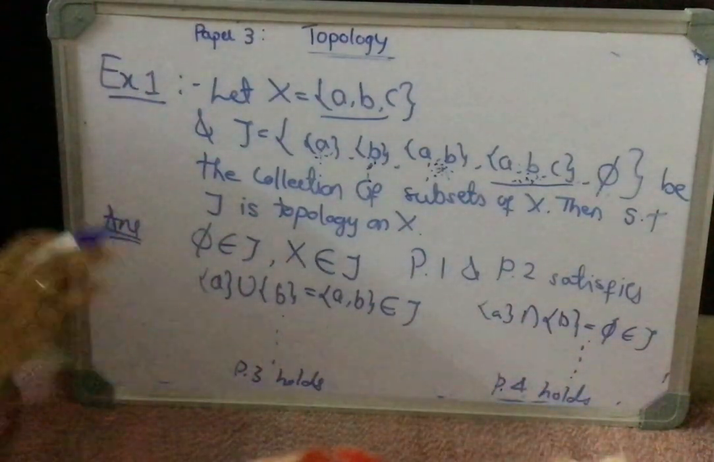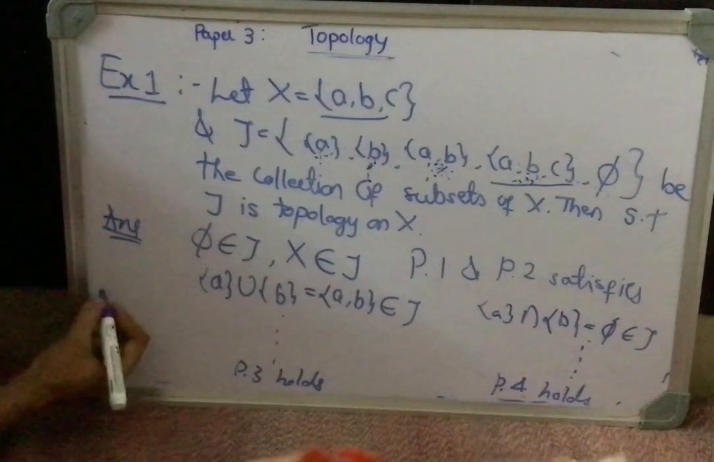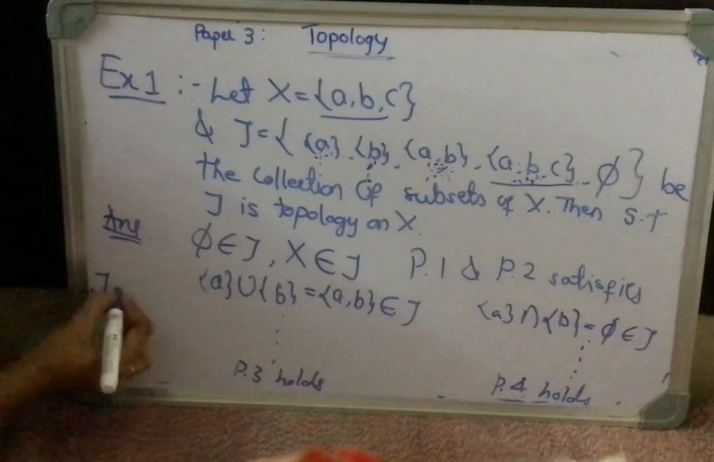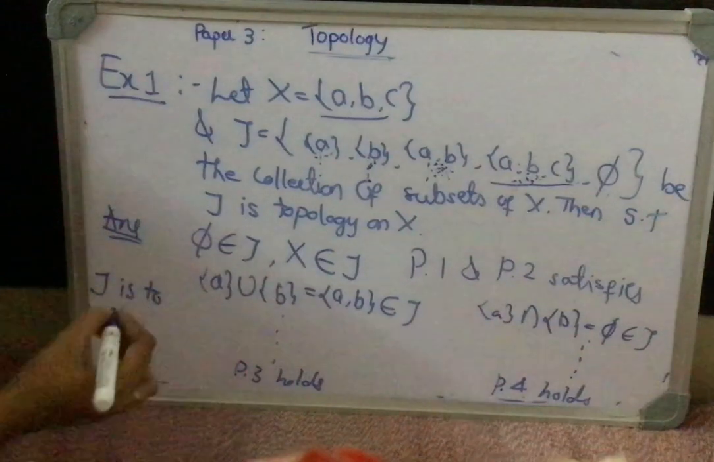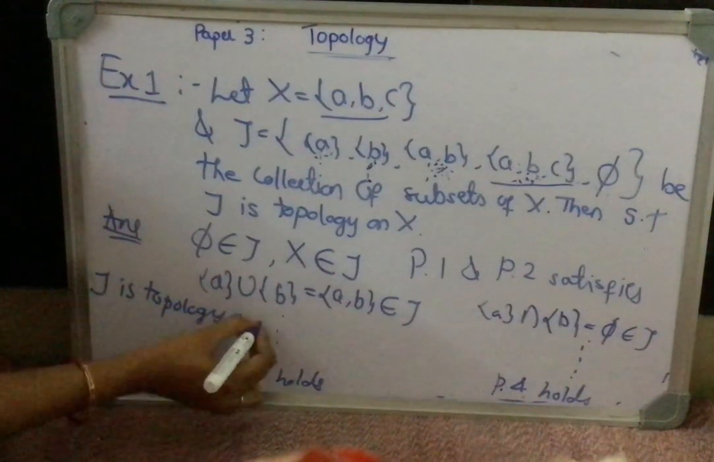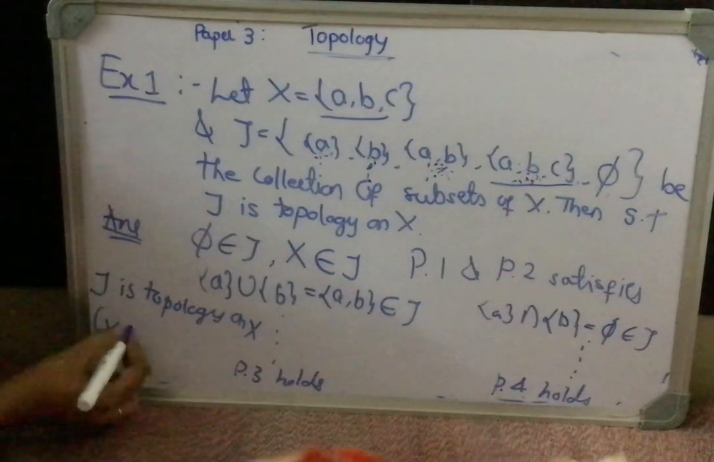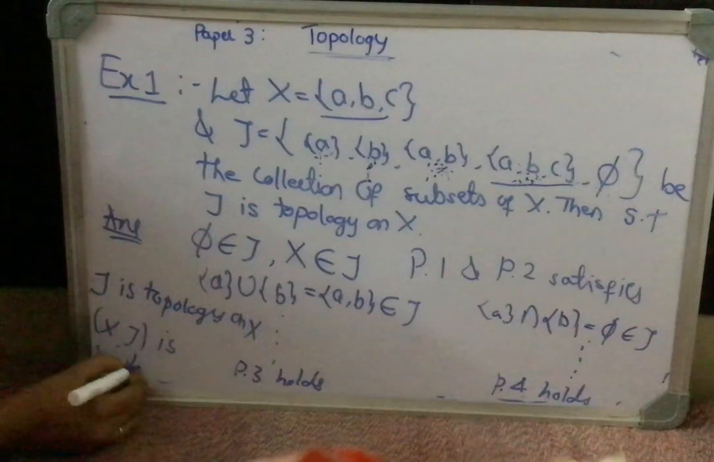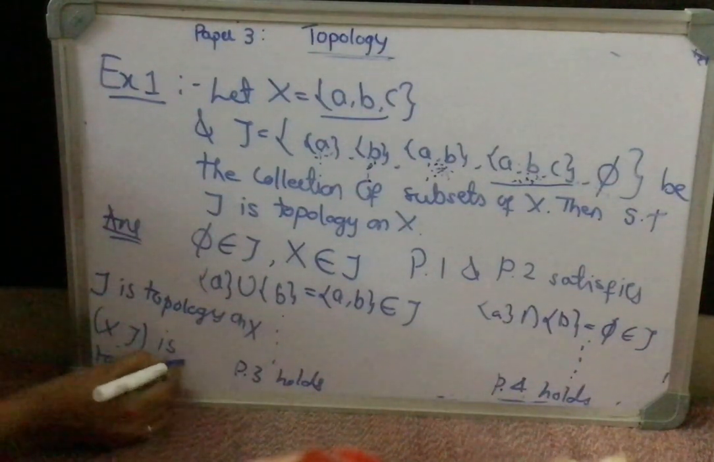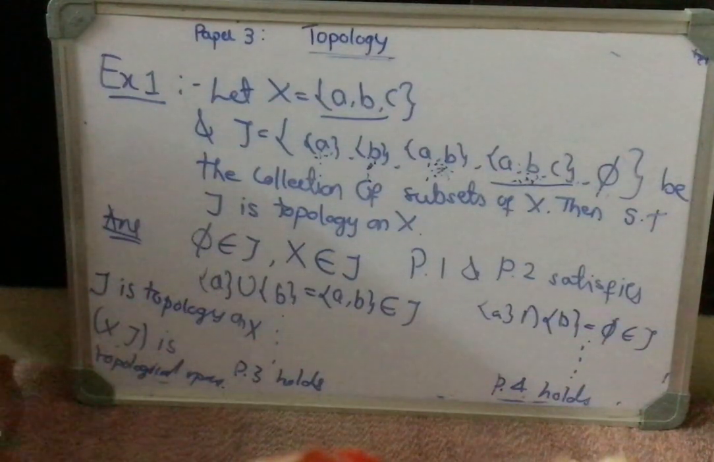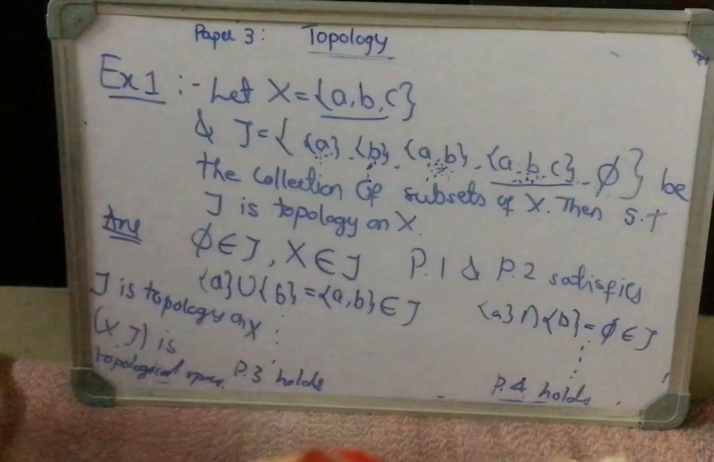Since all the four properties hold, tau is a topology on X, and X, tau is a topological space. Okay, this is all about the topology, the definition of topology.